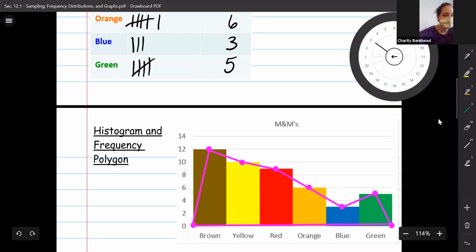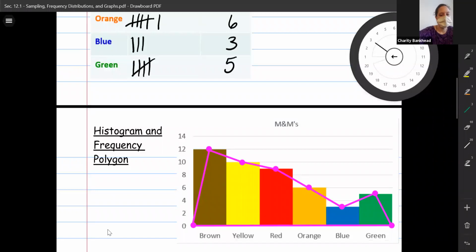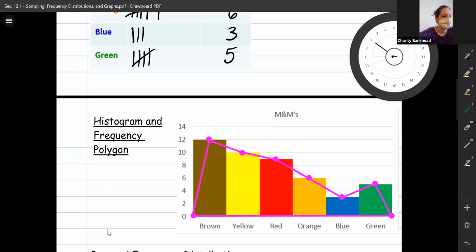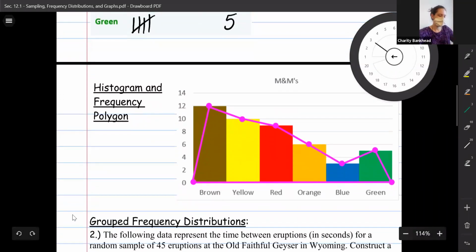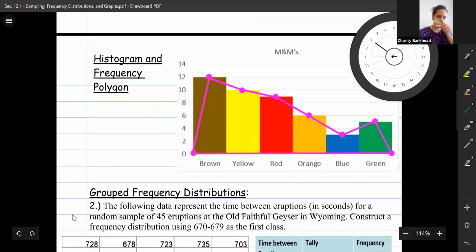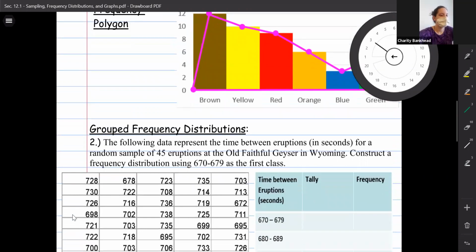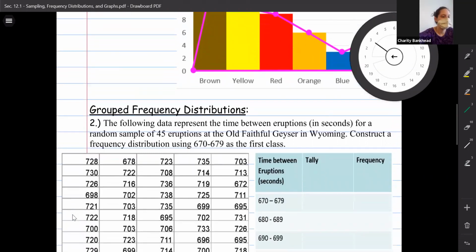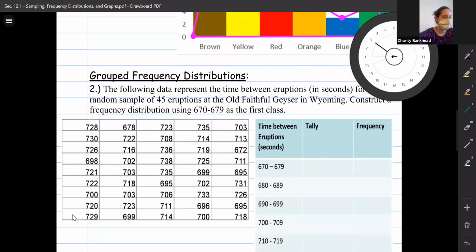All right, so that thing is the frequency polygon. All right, so next we're going to look at a grouped frequency distribution.